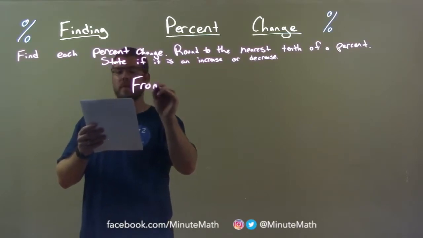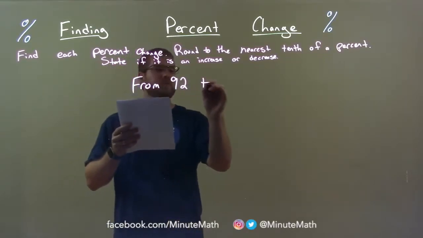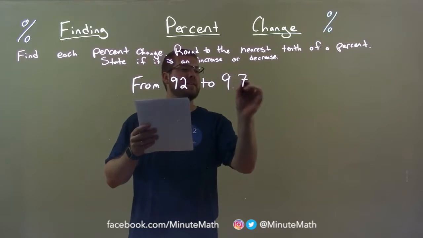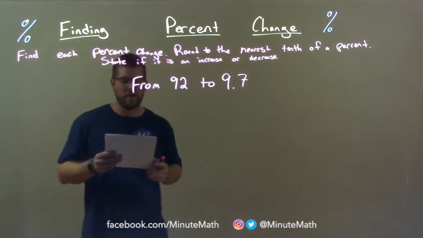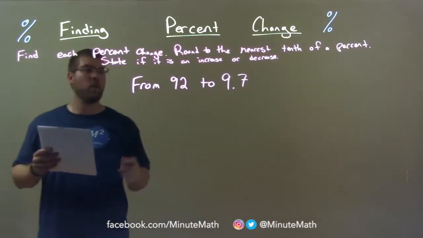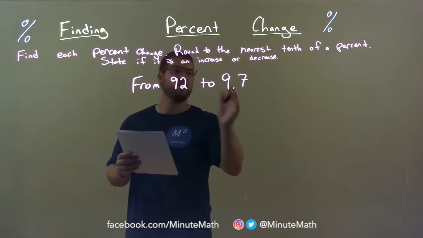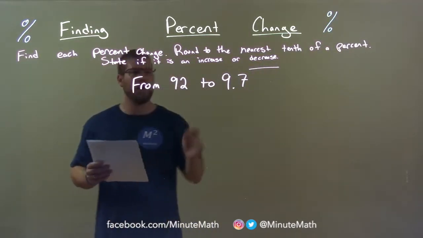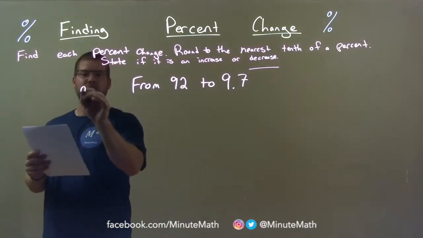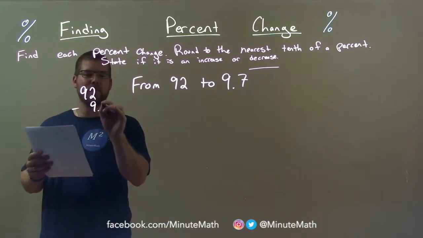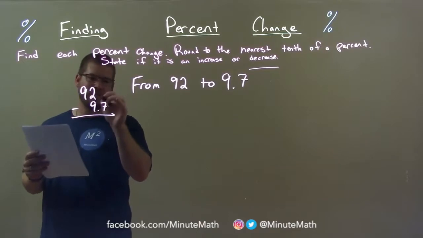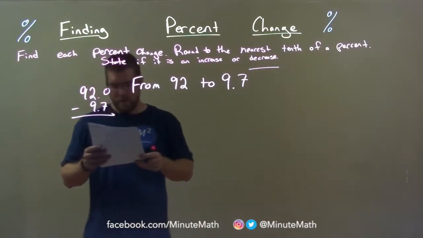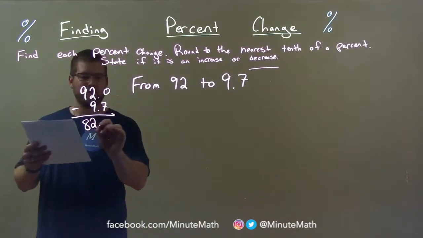From 92 to 9.7, don't forget that decimal, 9.7. First step, actually, is this an increase or a decrease? It is a decrease right there. We got a decrease going on. So, difference between the two, 92 minus 9.7. All right, and then 92 is 92.0. This comes out to be an 82.3.